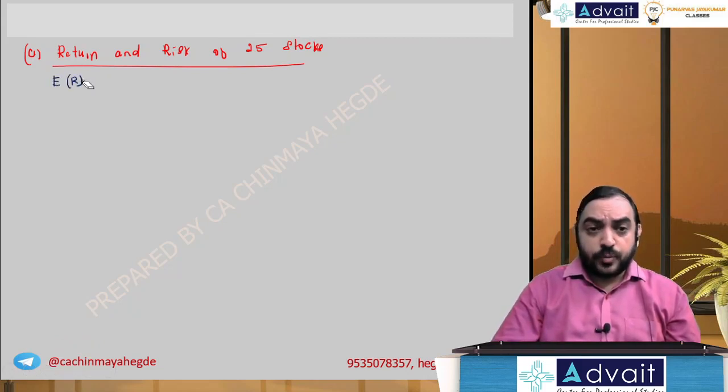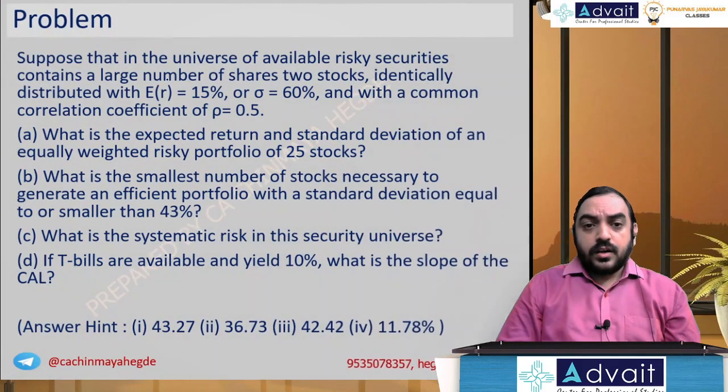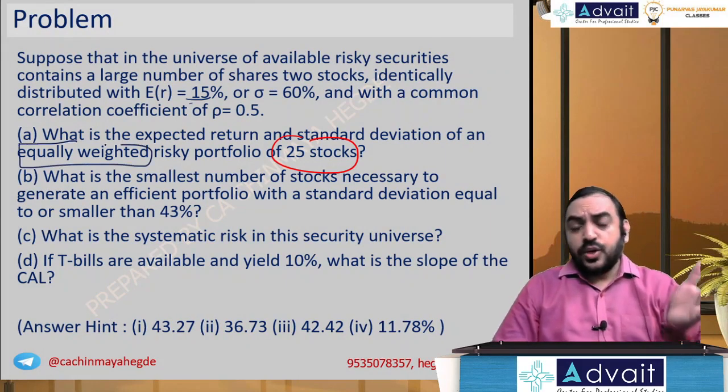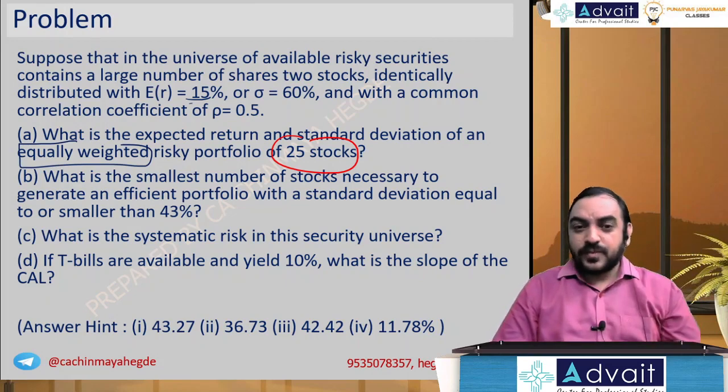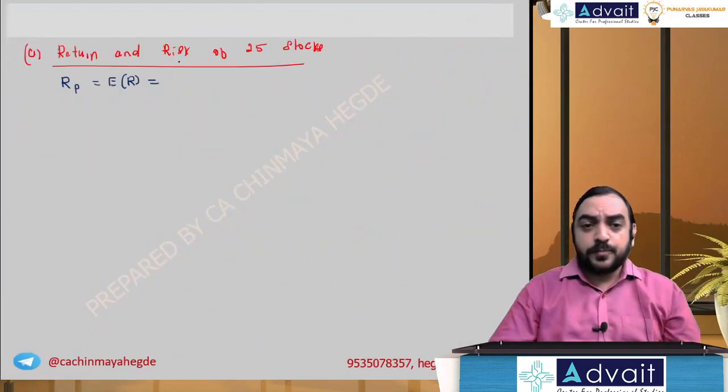First of all, the portfolio return, which is the expected return, will be equal to 15% only because of equal weights. If you invest an equal amount, the average will also be the same number. Everything is going to give the same return. So 15% itself, equally weighted.